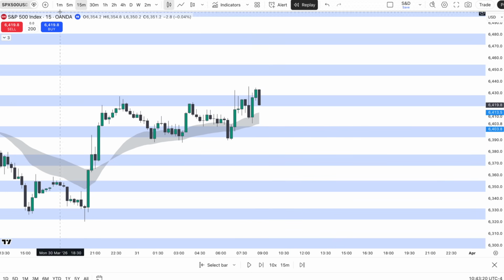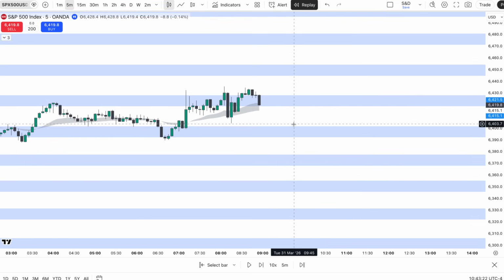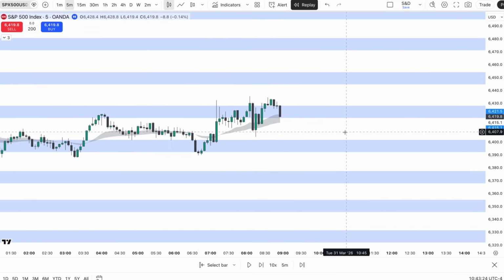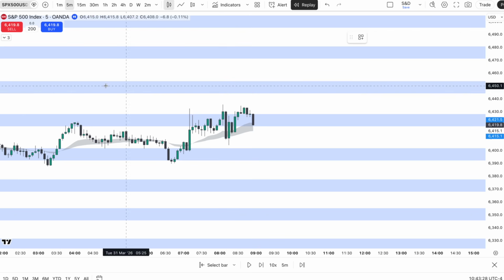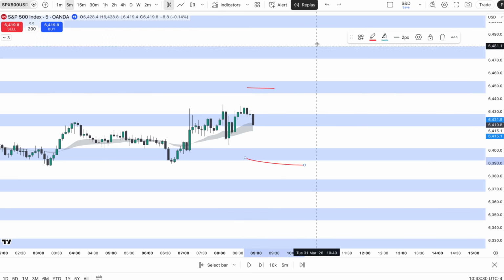Now let's drop down to the 5-minute to get a closer look. The 5-minute is also going to be pretty much neutral. So we're going to set our alerts at both the upper and lower level, and then wait to get alerted.